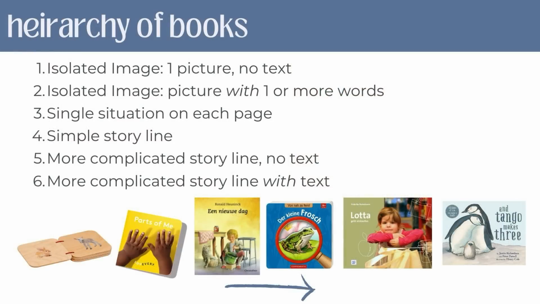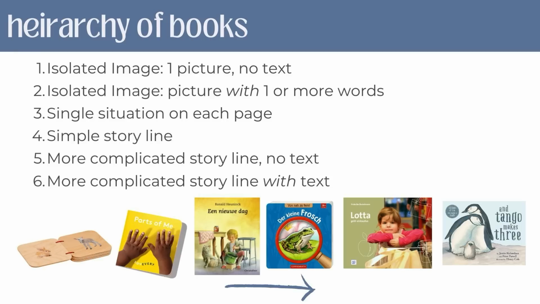In Montessori 0 to 3, we have a specific hierarchy of books that Dr. Montessori detailed herself. The first is an isolated image, one photo or illustration on each page with no text. Then you can have an isolated image with one or more words or a simple sentence. Next is one situation on each page. Then comes a very simple storyline book.